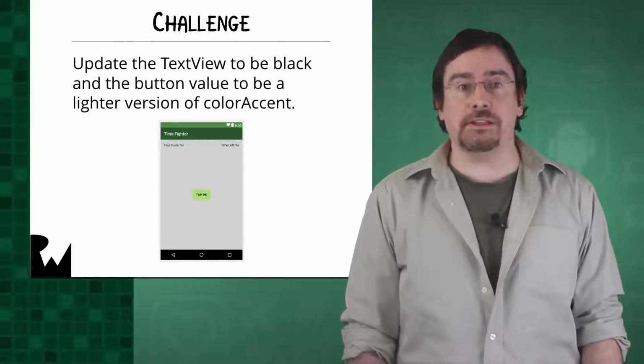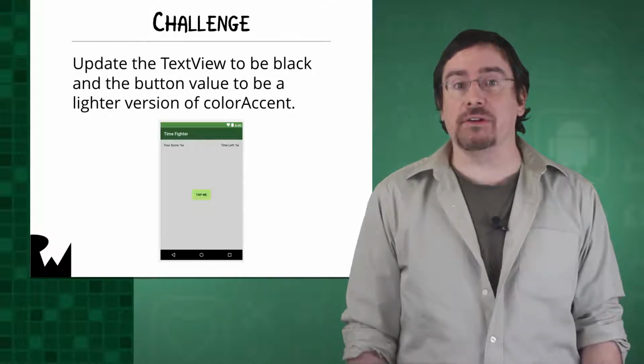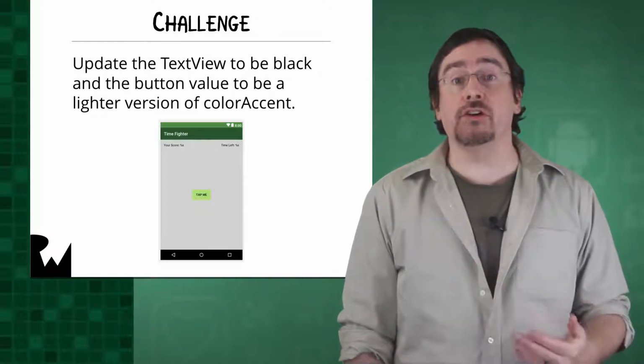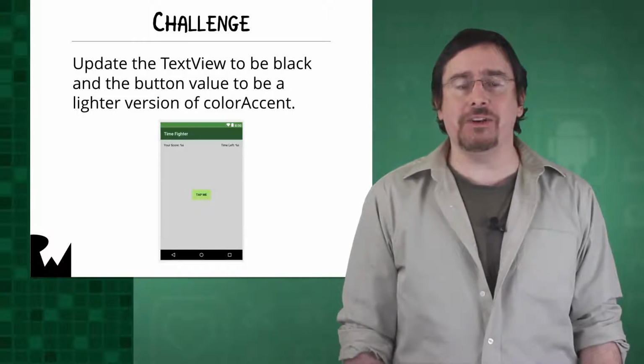Okay, so far you have some color in your app. But if you look at the rest of the elements, such as the information text views along the top and right, and the Tap Me button, they don't stand out so much with this new color scheme. Your challenge is to update the text view to be black and the Tap Me button's background to be a lighter version of the color accent value. Pause the video and see if you can do this.